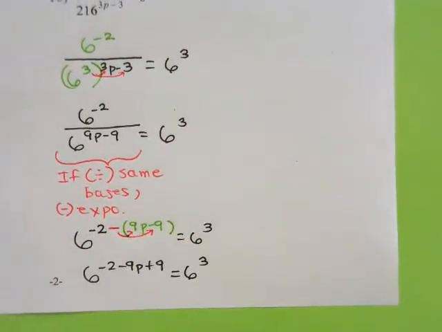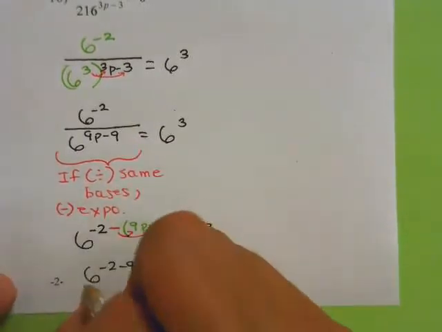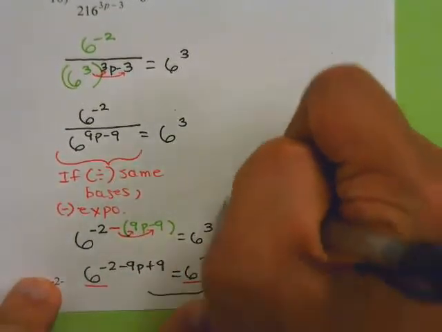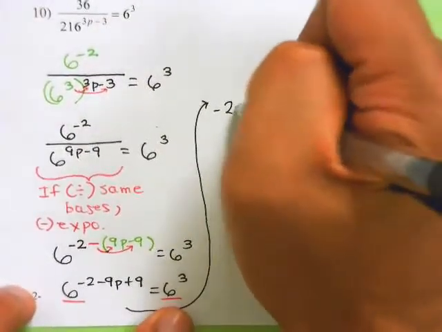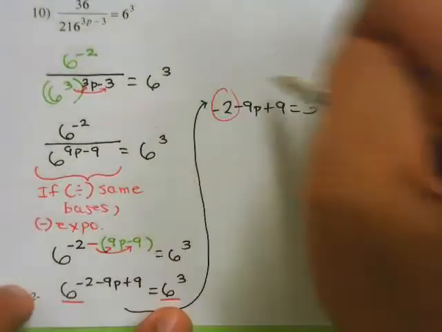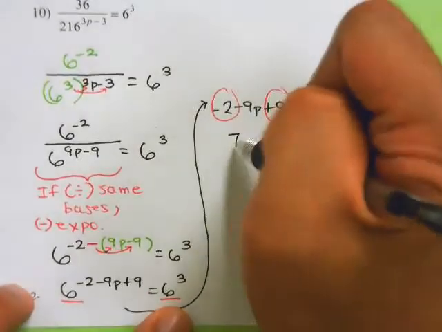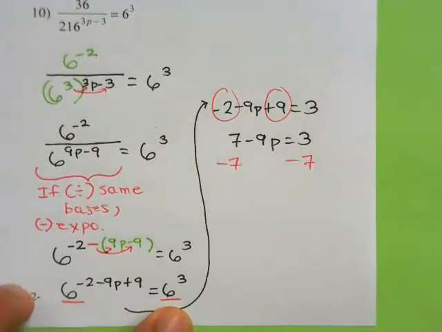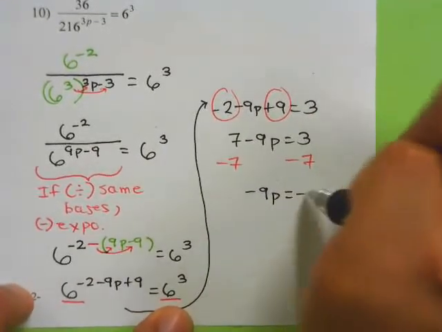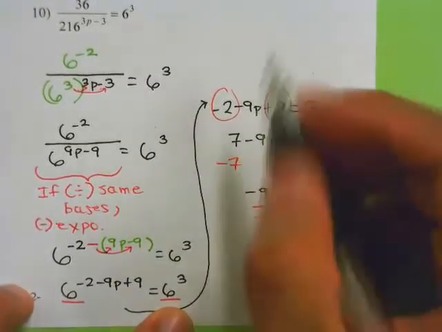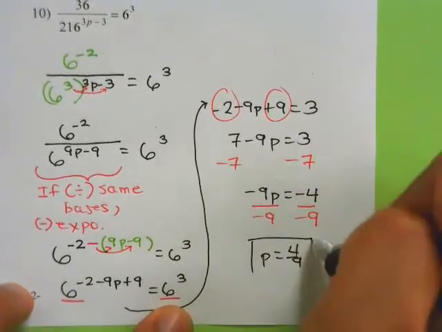At this point, because the bases already match, even though they're not simplified yet, you can already set the exponents equal to each other. So let's go ahead and do that. Negative 2 minus 9p plus 9 is equal to 3. Combine the terms. 7 minus 9p is equal to 3. Subtract 7 on both sides. Negative 9p is equal to negative 4. And divide both sides by negative 9. P should equal 4/9.